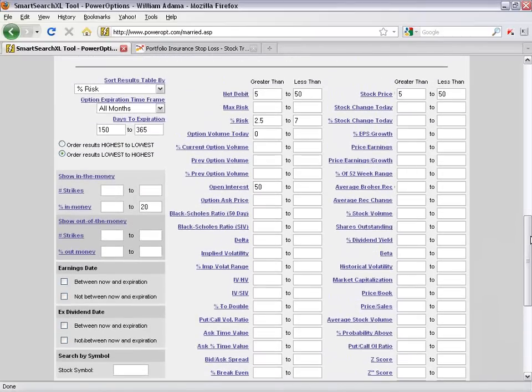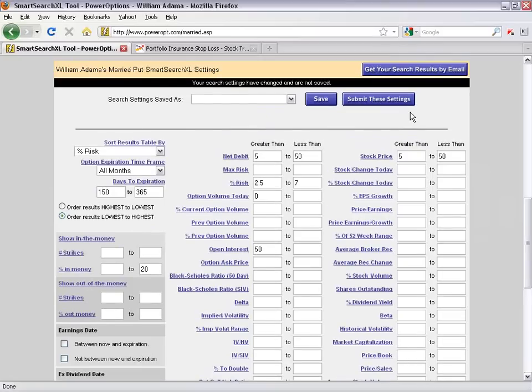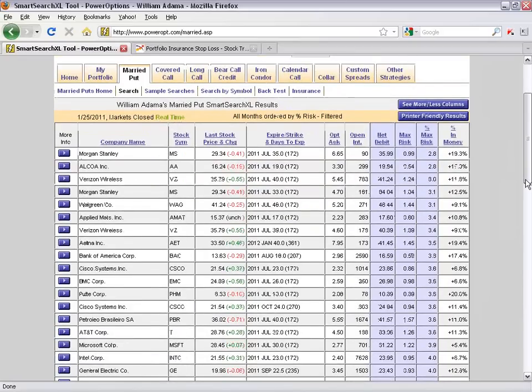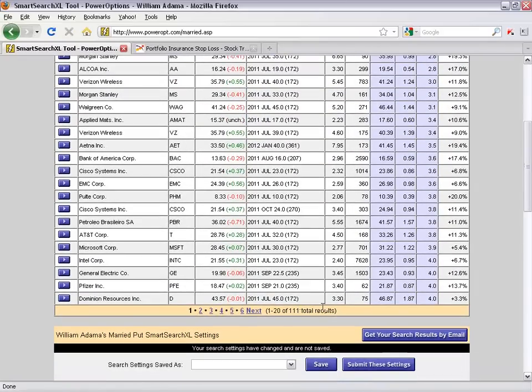We left the system at no list. When I hit clear these settings, it automatically defaulted to no list, so I'm not restricting by any company lists. Okay? Now, let's hit Submit these settings again. And remember we had about 173 results? Narrowed it down to 111.